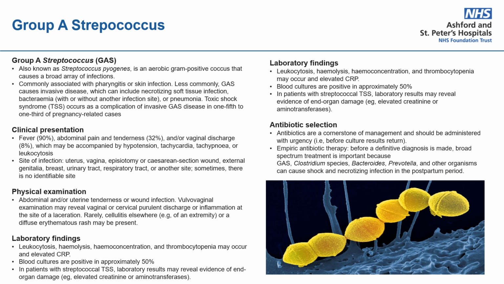Investigations reveal leukocytosis, hemolysis, hemoconcentration, and thrombocytopenia, as well as an elevated CRP. The blood cultures are positive in 50% of patients. In patients with streptococcal toxic shock syndrome, there may be evidence of end organ damage, such as elevated creatinine or aminotransferases.